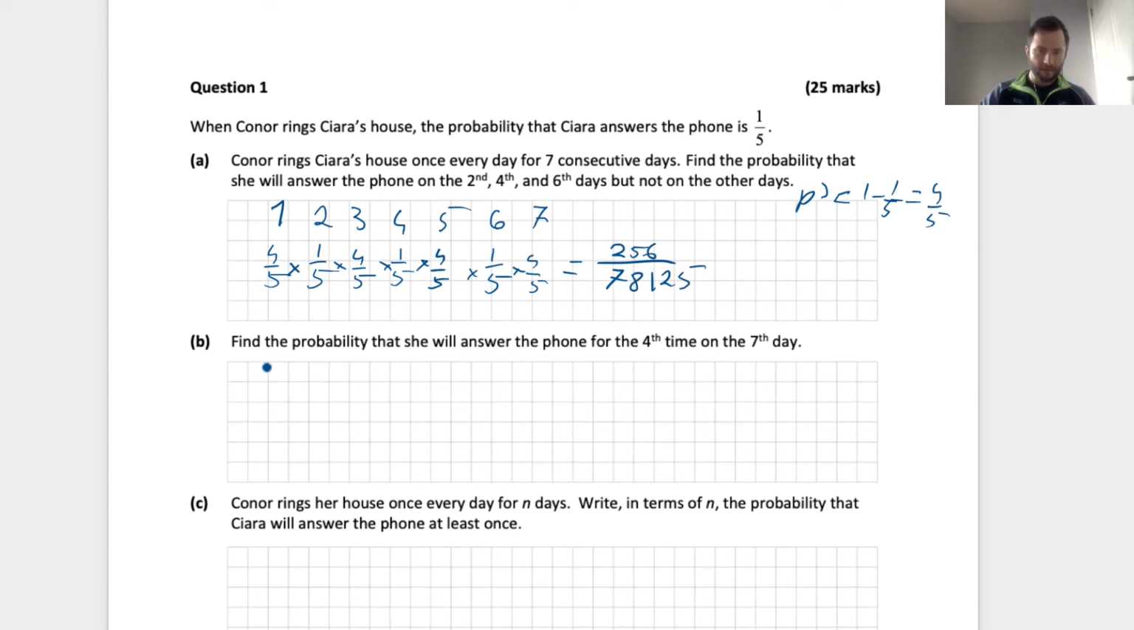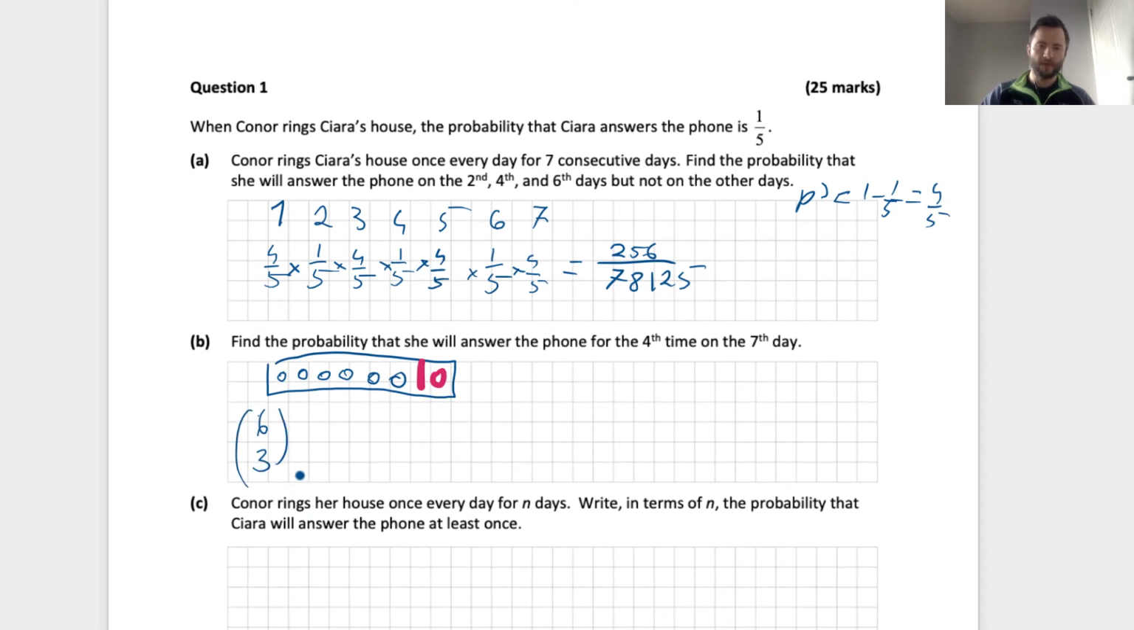And then we have to find the probability that she will answer the phone for the 4th time on the 7th day. So this is how I'm going to represent this. This is the first 6 days, 1, 2, 3, 4, 5, 6, and then here we have the 7th day. Now we have to recognize that for the first 6 days she could answer any of those 3 days. So we're selecting 3 out of 6. We have a combination of 3 out of 6.